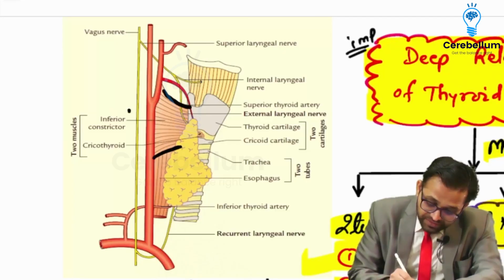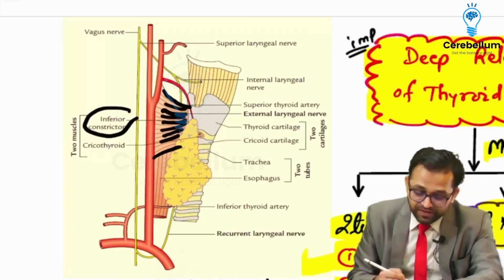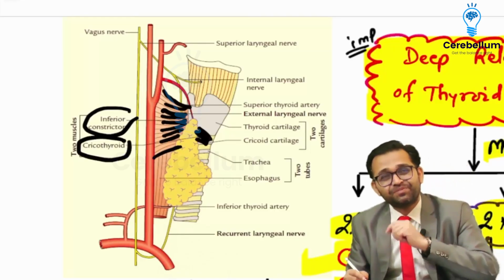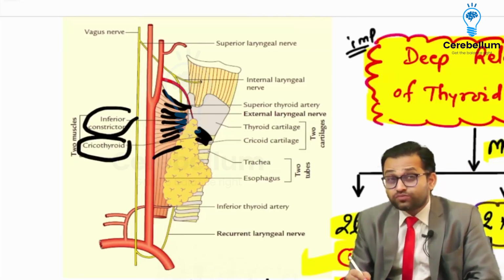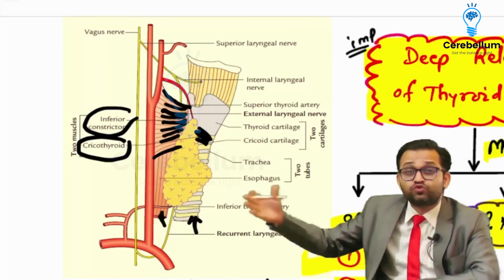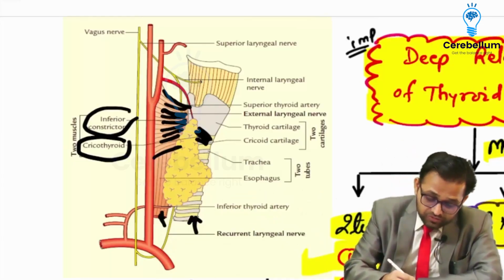This is our inferior constrictor muscle of the pharynx, and also in between the cricoid and thyroid there is a cricothyroid muscle. Two muscles. Simple. When you observe the tubes, you can say, sir, this is the trachea and here is the esophagus. So two tubes are there. Now we are talking about the nerves.